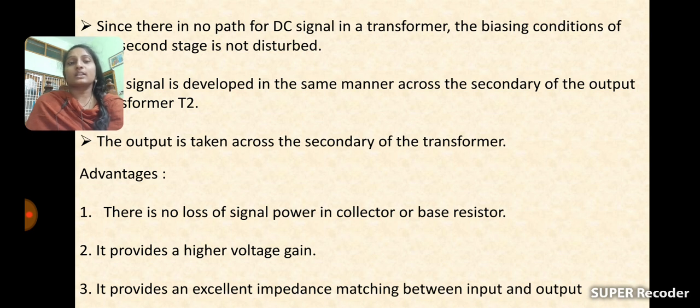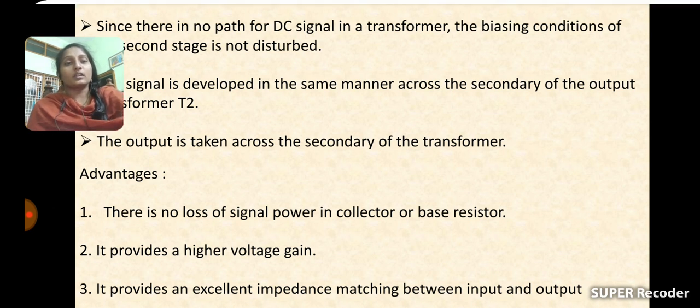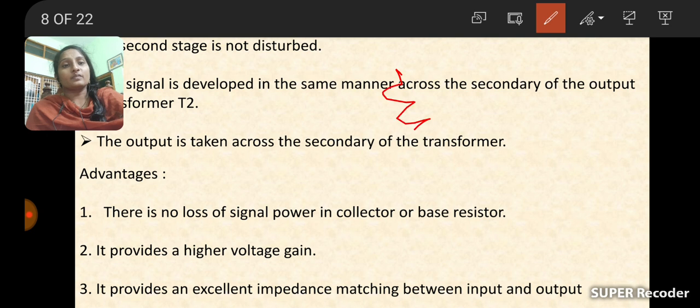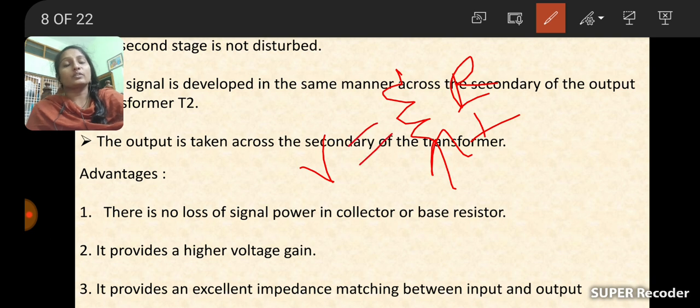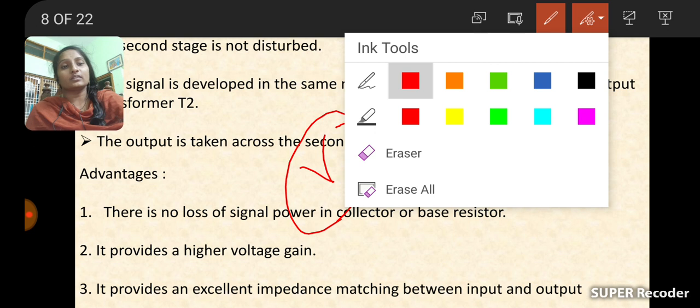Why is there no loss of signal power? In an RC coupled amplifier, across the resistor some amount of voltage must be dropped. Why? Because V is equal to I into R. When some amount of current is passed through the resistor, a voltage drop must occur according to Ohm's law, V is equal to I into R.